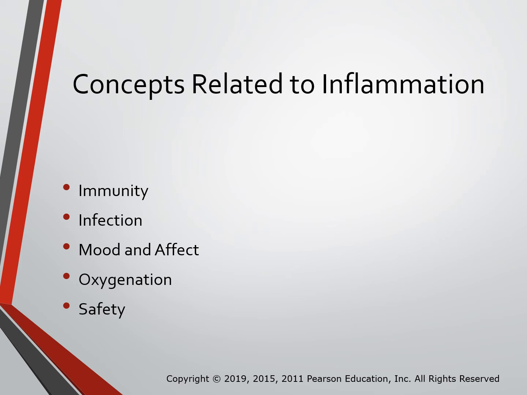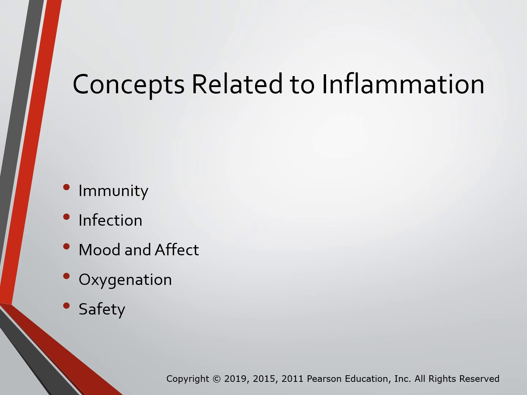Concepts related to inflammation. This is on page 675. Immunity, infection, mood and affect, oxygenation, and safety. And so for immunity, you have a foreign substance that activates the immune response. And so you want to look for the signs and symptoms of anaphylaxis: hives, itching, alterations in skin color, airway constriction, weak and rapid pulse. For infection: heat, swelling, pain, elevated white blood cell count. Mood and affect: mood swings.